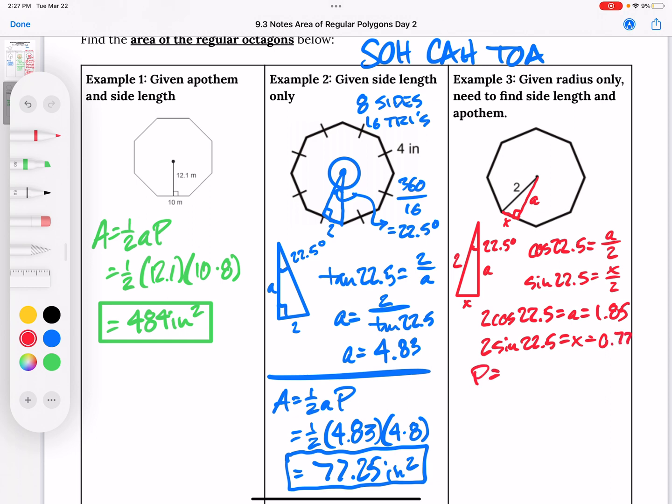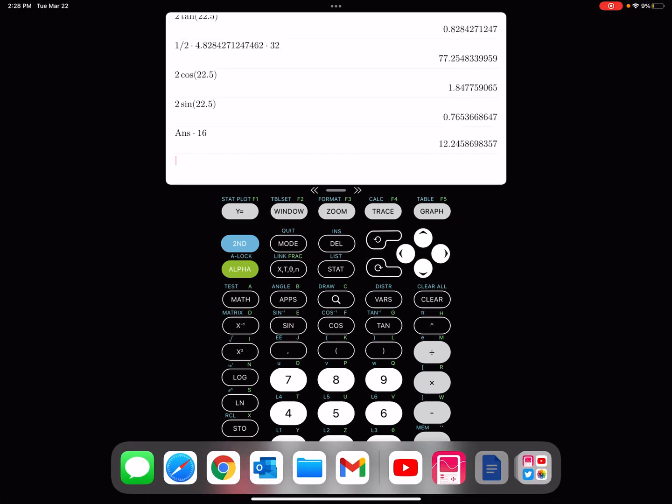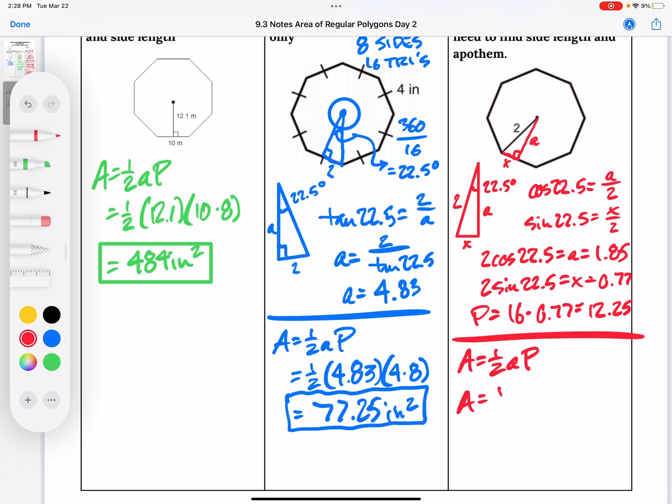All right, again, let's calculate the perimeter. Note that the x that I solved is half of a side length, so I need 16 of those to get my perimeter. So multiplying that number times 16 gives me 12.25 as the perimeter. Okay, so again, A equals 1/2 little a p. So my area is equal to 1/2 times apothem 1.85 times perimeter 12.25.